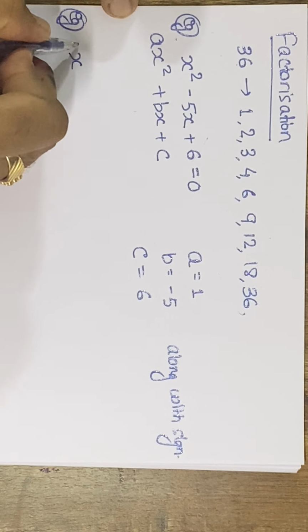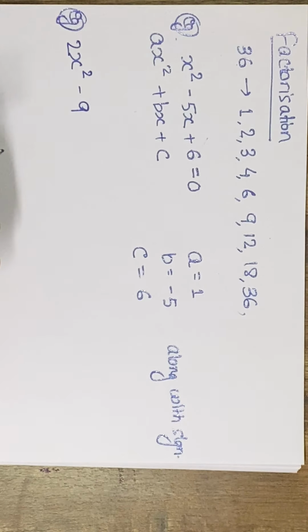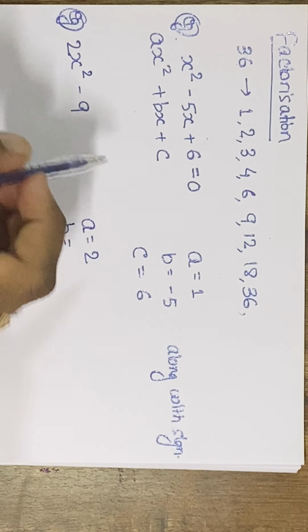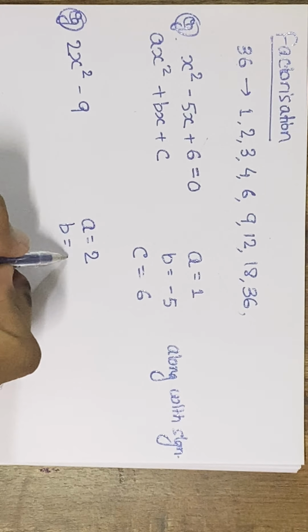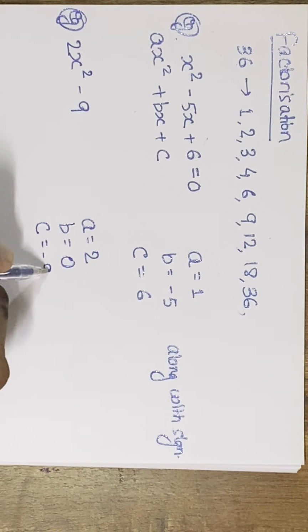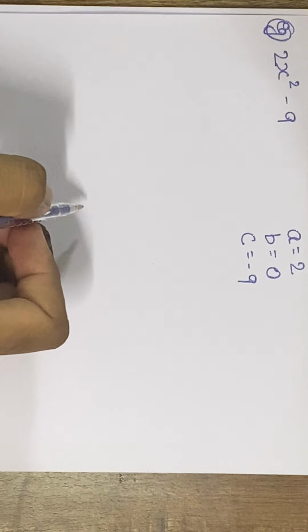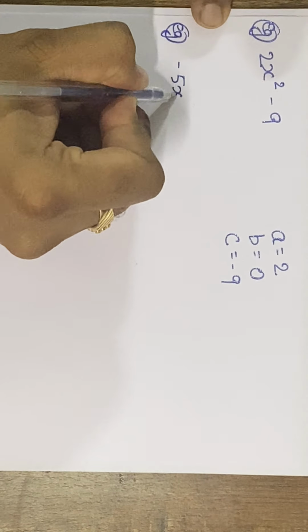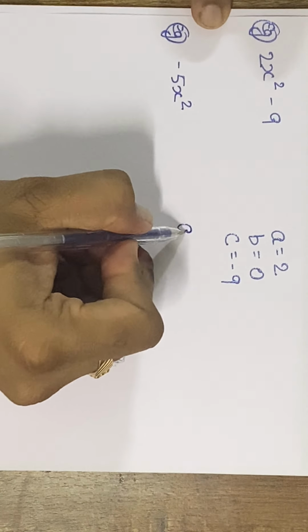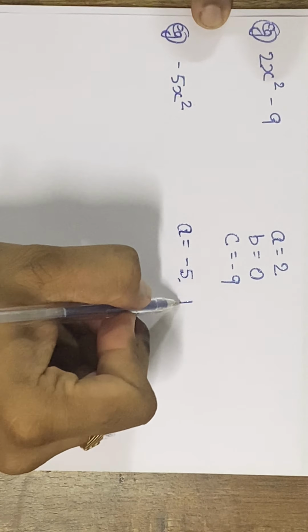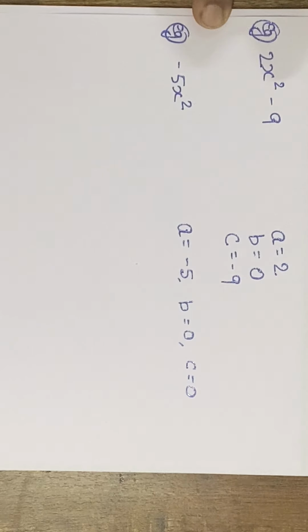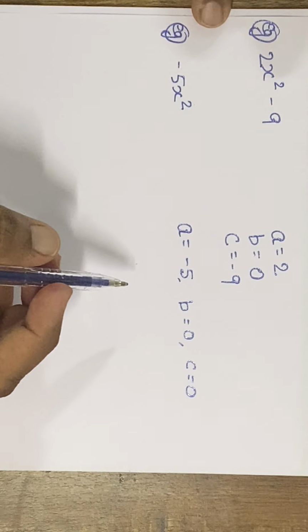Suppose I say 2x square minus 9 and ask you to find the value of a, b and c. So the value of a will be 2. The value of b, you can clearly see that the x term is not here, so it will become 0, and the value of c becomes minus 9. Further, one more example, minus 5x square. Yes, this is also a quadratic equation with a value minus 5, b as 0 and c as 0. So it's very easy to identify a, b, c in any quadratic equation.